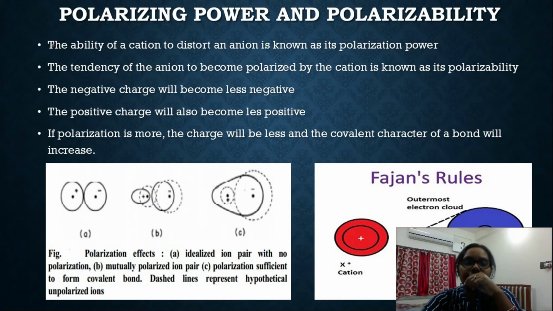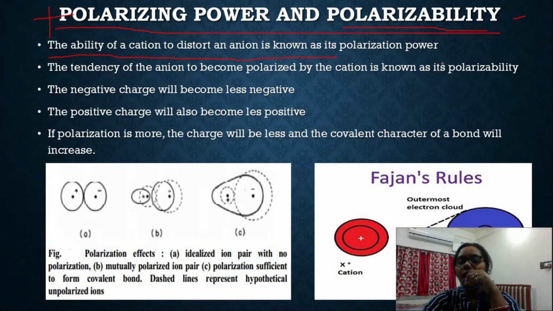Now this is our today's topic, that is polarizing power and polarizability. Before knowing Fajans' rules, there are some basic things that you should know, that is polarizing power and polarizability. Generally, polarizing power is related to the cation and polarizability is related to the anion. The ability of a cation to distort an anion is known as polarizing power.